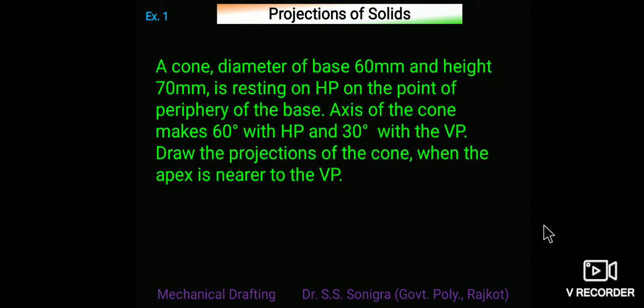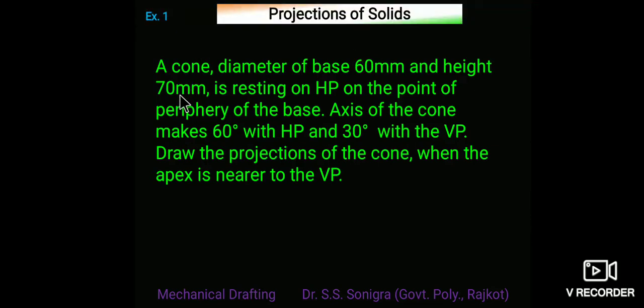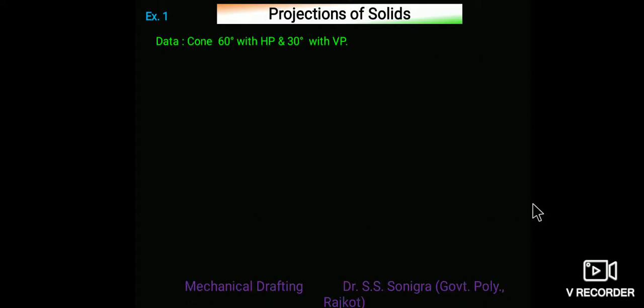Example number 1. A cone, diameter of base 60 mm, height 70 mm, is resting on HP on a point of periphery of the base. Axis of the cone makes an angle of 60 degree with HP and 30 degree with VP. Draw the projections of the cone when the apex is nearer to vertical plane. So data is given like this.